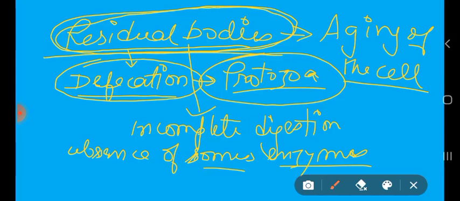Next, we will talk about the autophagic vacuole. This is more dangerous. Autophagic vacuole occurs sometimes, that we know. Okay, so let us write about autophagic vacuole.